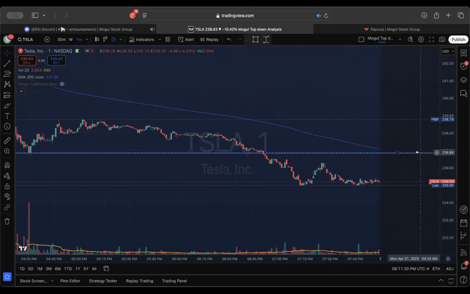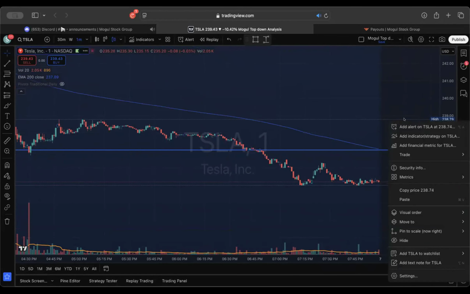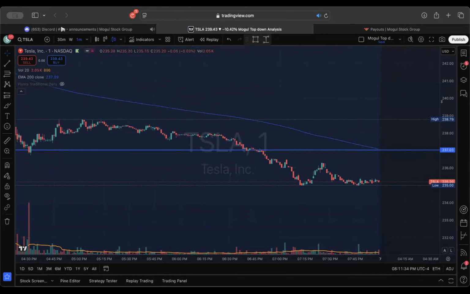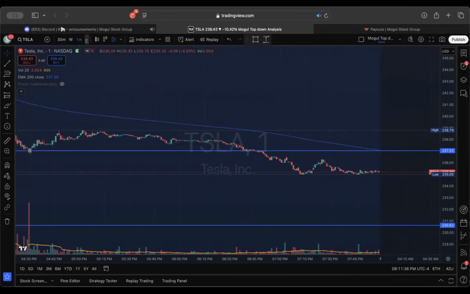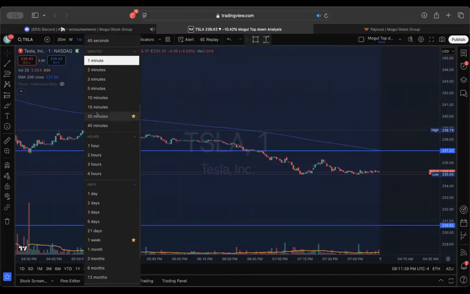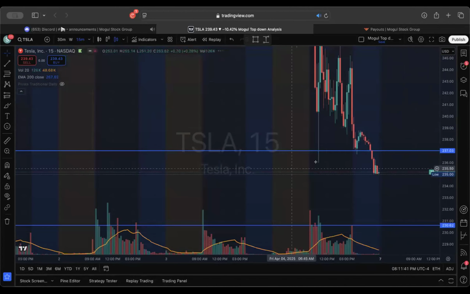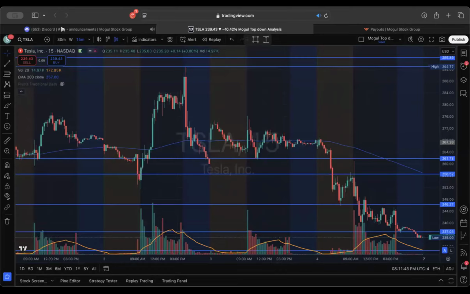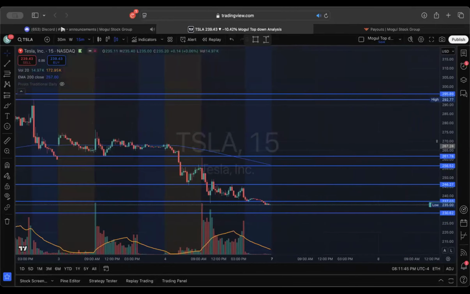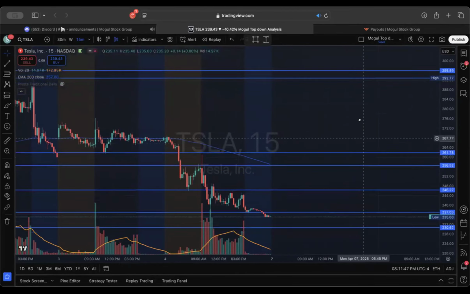Okay, if you want to get a little bit more precise, move this here. One minute's too much noise, but let's look at this on a 15 and start to paint a picture. How does this look to you guys?